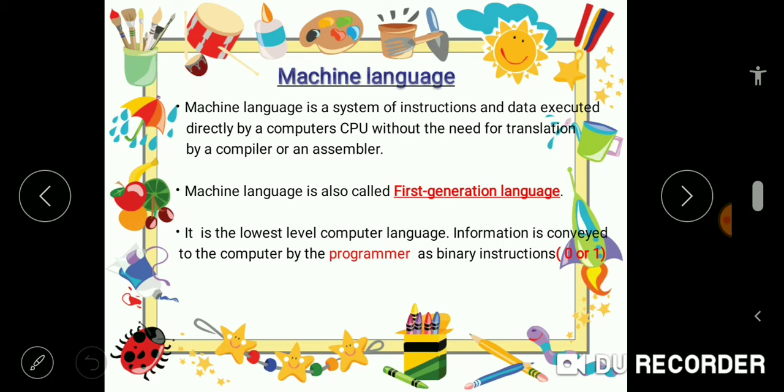But students, learning and understanding machine language is a tough and time consuming process. Machine language is also called first generation language. It is the lowest level of computer language. Information is conveyed to the computer by the programmer as binary instructions, that is 0 or 1.